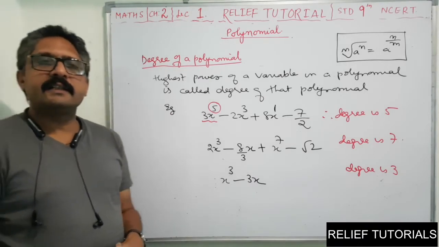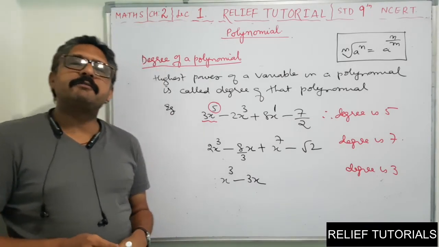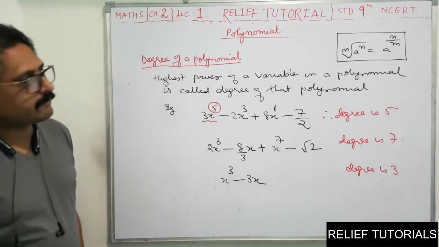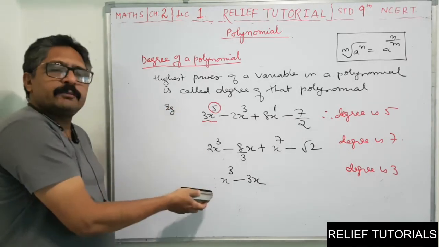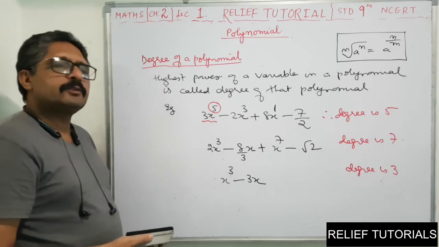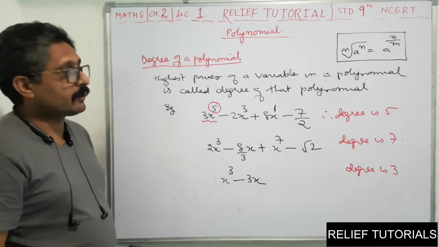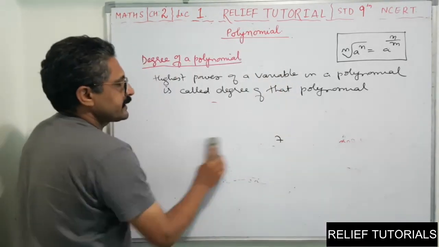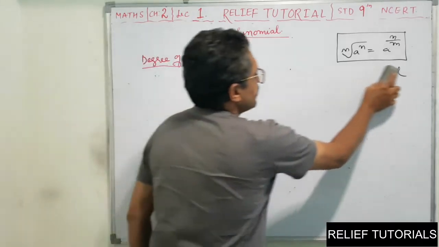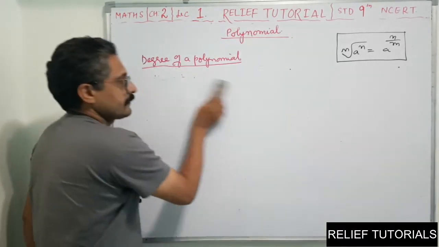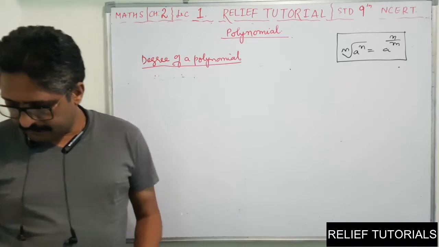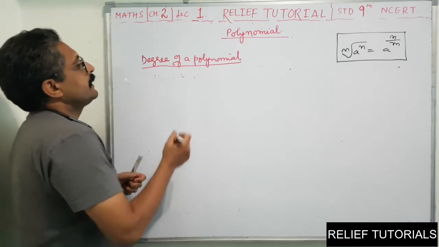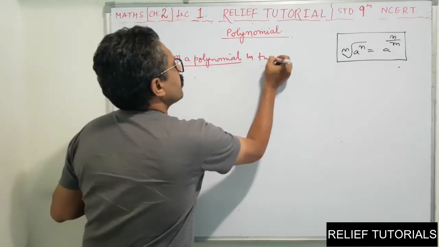So in short, what is degree of a polynomial? The highest power of a variable in a polynomial is called degree of that polynomial. So all these are polynomials in one variable. Similarly, we are able to find degree of polynomial in more than one variable. In that case, actually it is not included in your syllabus, even though we will discuss. Now, degree of polynomial in 2 or more variables.